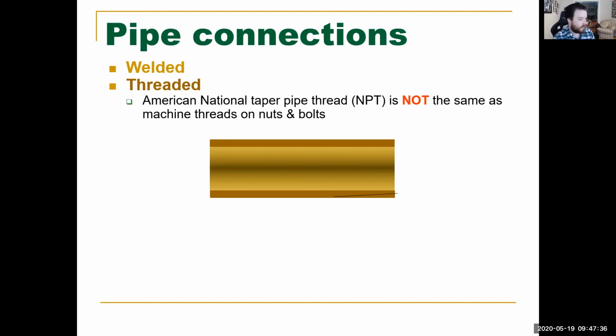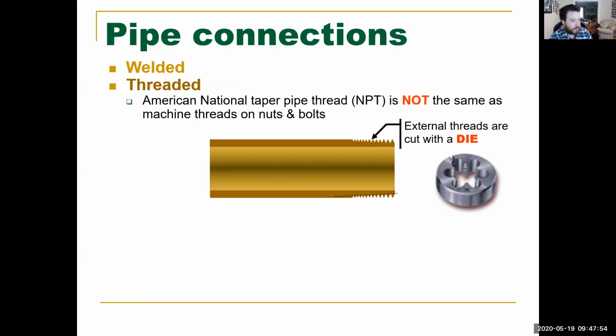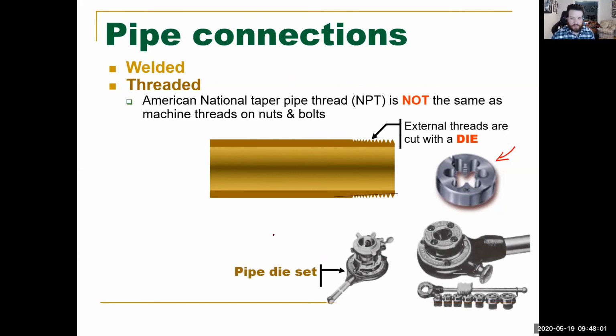So, and then we have threaded. So American National Taper Pipe Thread, or NPT, is not the same as machine threads on nuts and bolts. So external threads are cut with a die. This is what a die actually looks like. And you have these pieces or a pipe die set. And what makes them great is that these dies go into it and they're ratcheting. So it's almost like a ratchet set where every single time you don't have to continuously spin it around. If you only have a small section to work in, it works really, really well.